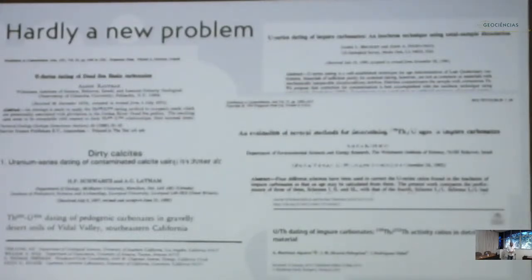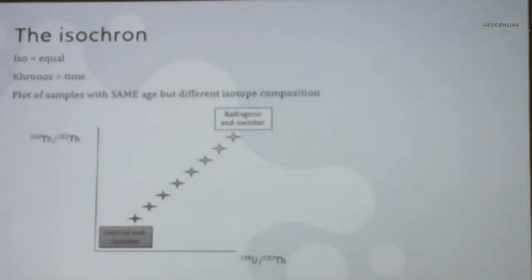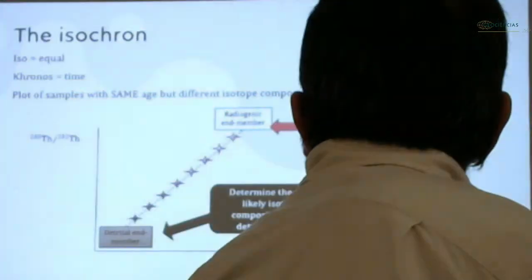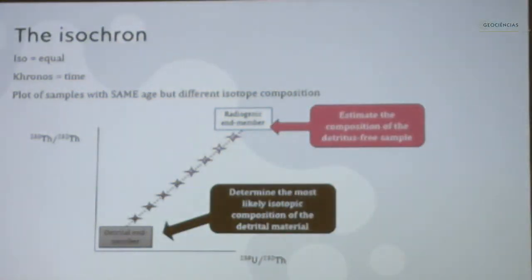This is actually being studied quite significantly, and I think you'll find most of these papers in the folder. In the mixture, they can form what is called a mixing line. And this mixing line will allow us to determine the most likely isotopic composition of the detrital material so that we can correct our samples, or estimate the composition of the detritus-free sample, or sometimes even both.